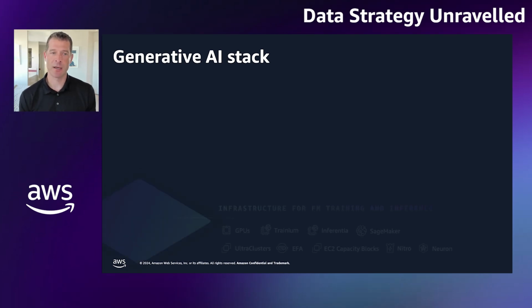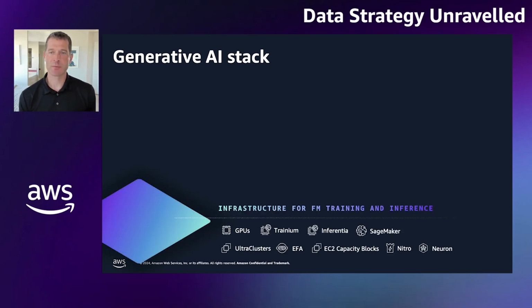And the bottom layer, you have customers that are really looking to build foundation models. And these are customers with a lot of data, deep technical knowledge in data science and artificial intelligence. And they use products that we have from Annapurna Labs like Trainium and Inferentia to be able to train these large models with billions of parameters.